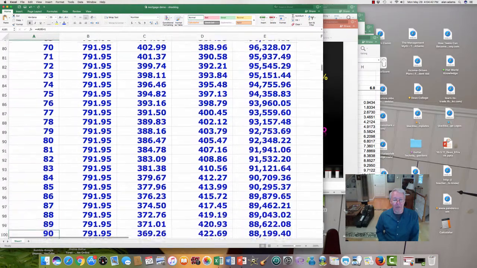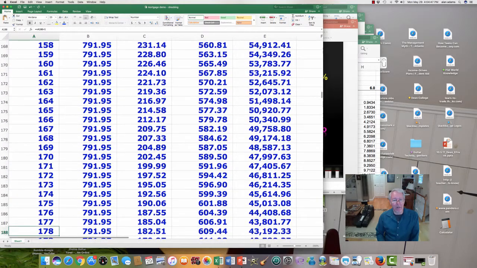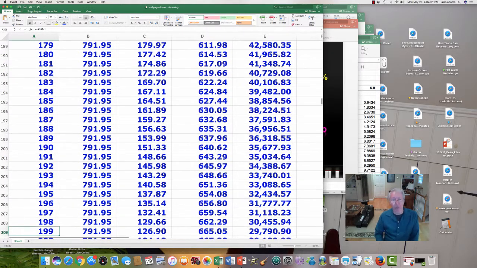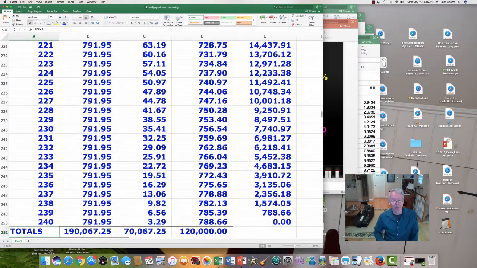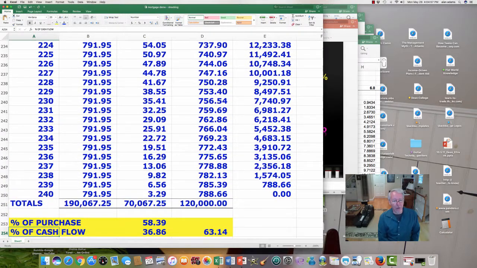So look at that. I'm going to scroll way down here, and now I'm paying a lot more principal, but the bank made their money early on, the interest portion. Isn't that a shocker?